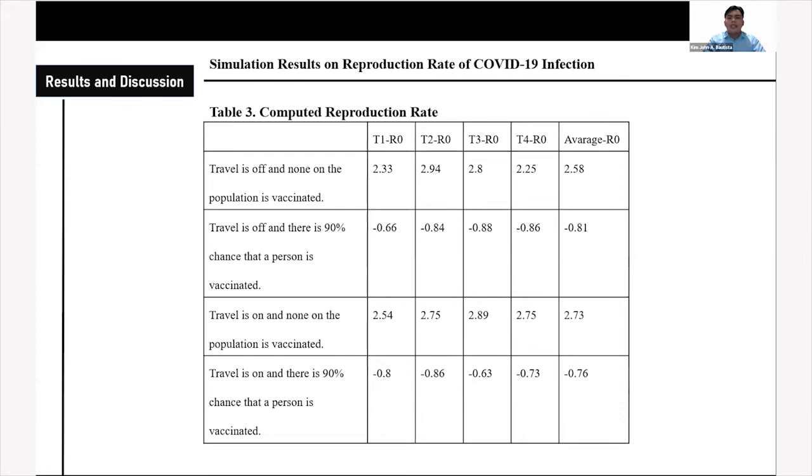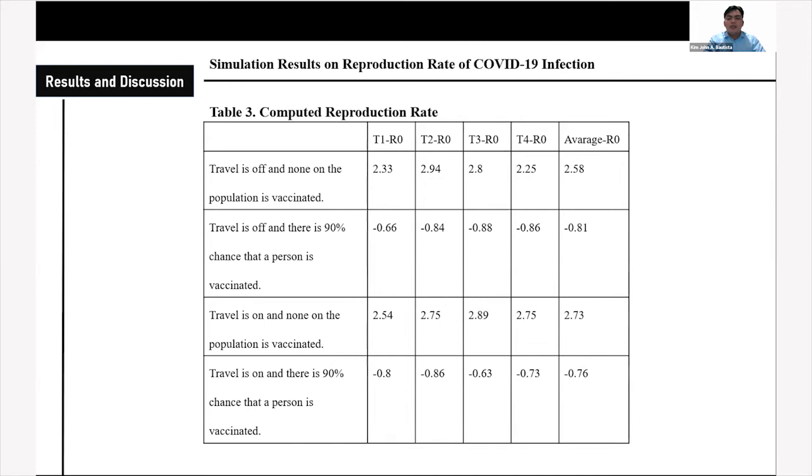Simulation results on reproduction rate of COVID-19 infection. Table 3 presents the list of the computed reproduction rate through the application of the Kermack-McKendrick model in the simulation model. R0 is an estimate of the average viral transmissibility in a population with mitigation measures and immunity, including the parameter values we used in this study.